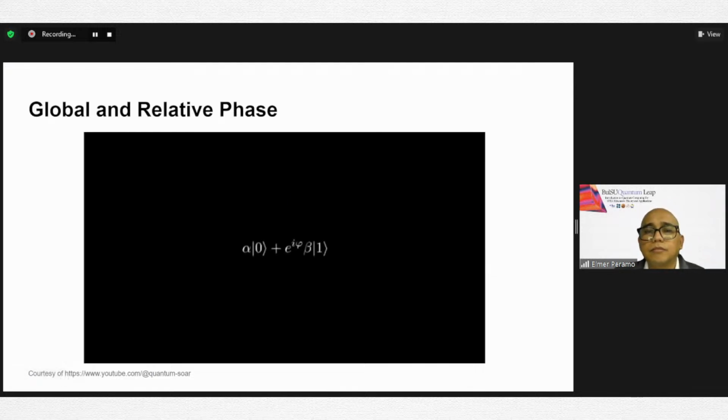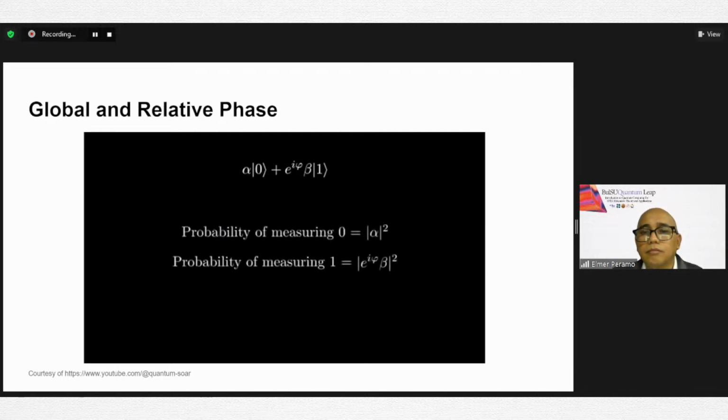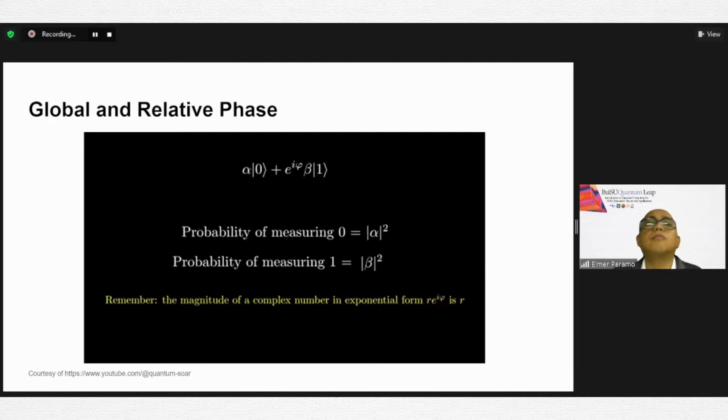If we look at an arbitrary qubit state, alpha 0 plus e to the i phi beta 1, the probability of measuring a 1 is the magnitude of e to the i phi beta, squared. We can split the absolute values up like this. The magnitude of e to the i phi is 1, since the coefficient of the complex number in exponential form states its magnitude. So the probability of measuring 1 is still the magnitude of beta squared. In the next lesson, we will see why relative phase matters.